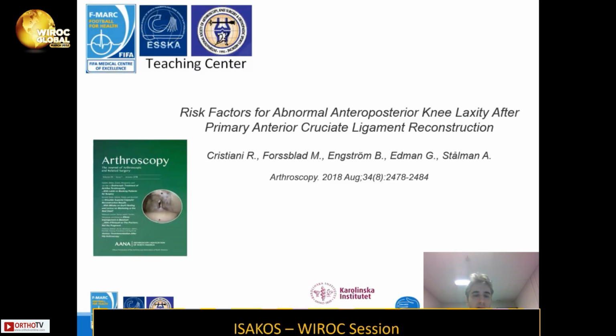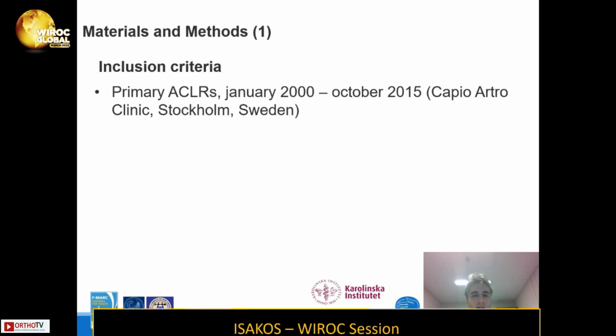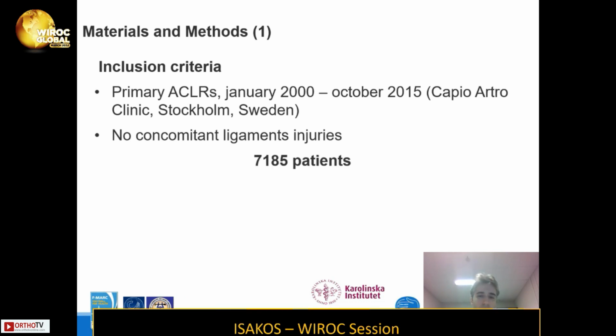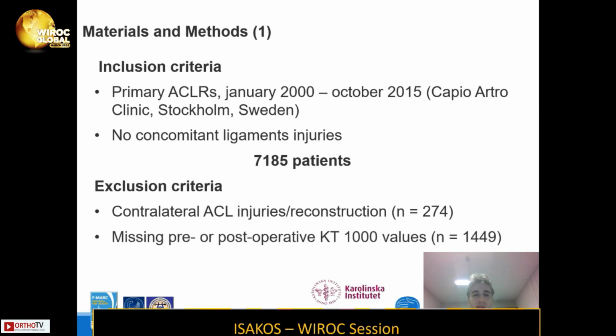So we published this paper in Arthroscopy, where we looked at the risk factors for abnormal anteroposterior knee laxity after primary ACL reconstruction. We included all primary ACL reconstructions performed at Capio Arthro Clinic from 2000 to 2015 with no concomitant ligament injuries. We started from an initial cohort of 7,185 patients, and we excluded patients with contralateral ACL injuries or reconstruction and patients with missing pre- or postoperative KT1000 values. So we got a final cohort of 5,462 patients.